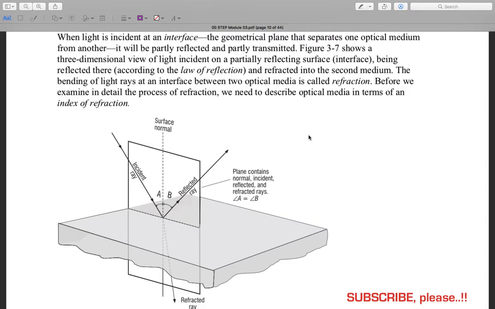The bending of light rays at an interface between two optical media is called refraction. Before explaining the details of the process of refraction, we need to describe optical media in terms of an index of refraction.